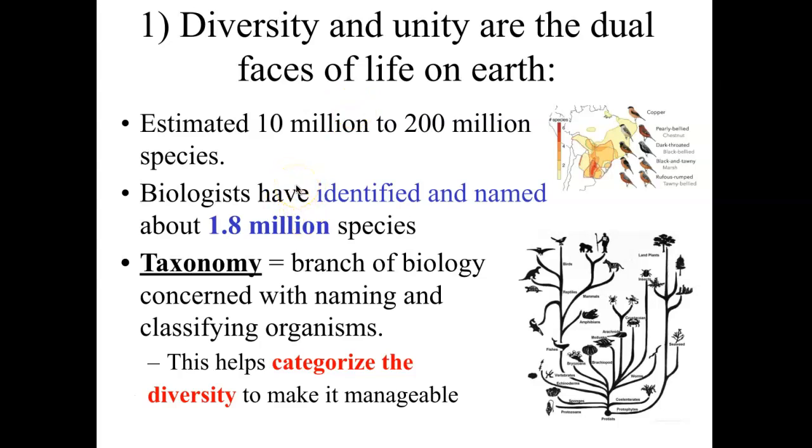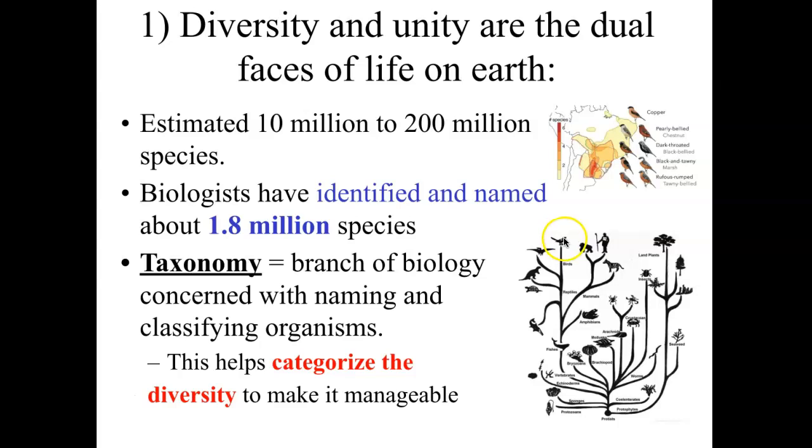They have, however, identified and named about 1.8 million species. Taxonomy is a branch of biology that helps us name and classify organisms. That's really important to do because that's a lot of data if you consider 1.8 million species, and we need a way to manage that data. Taxonomy allows for us to categorize all these differences, all this diversity, which makes it more manageable.